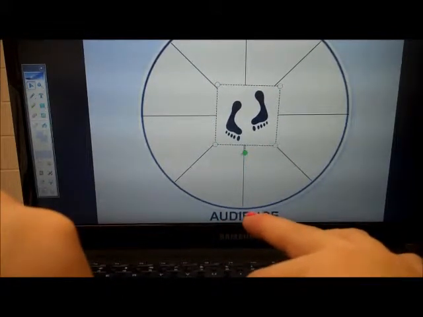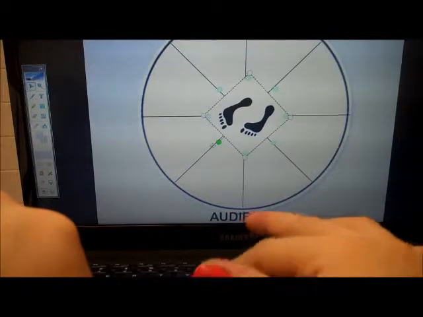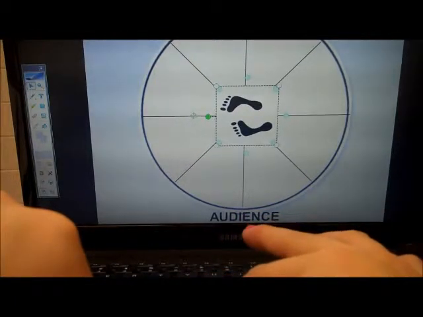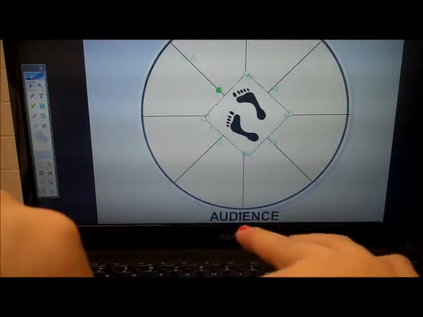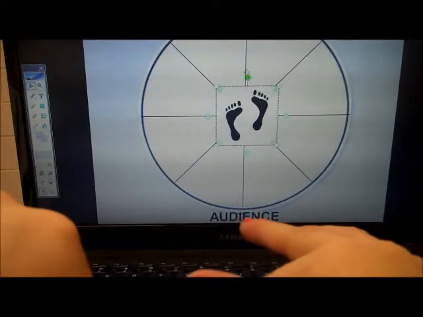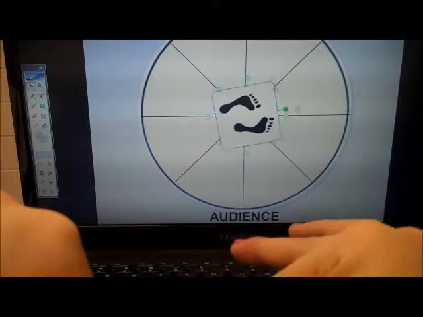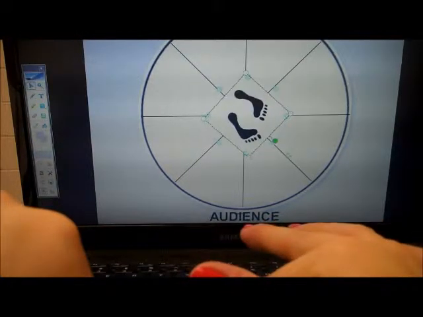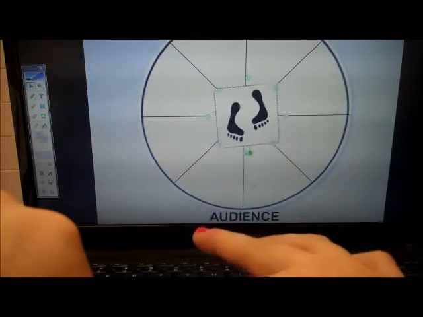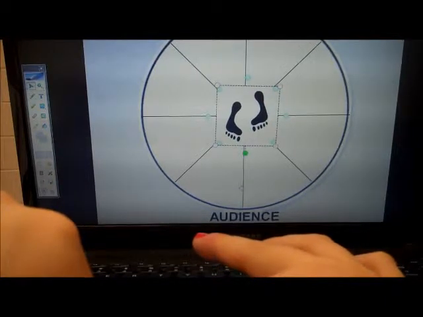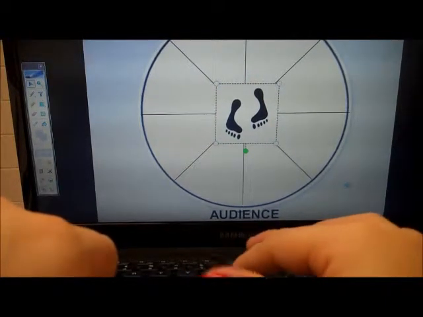And then just as a reminder, we have 1/4 right, profile right, 3/4 right, full back, 3/4 left, profile left, 1/4 left, and then back to full front. So those are all the different body positions that you can be on stage.